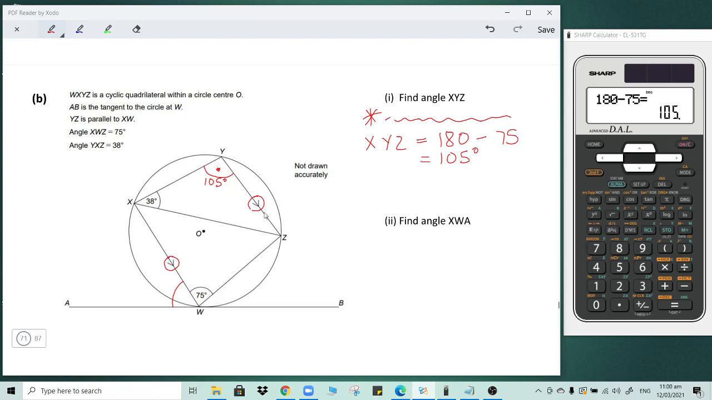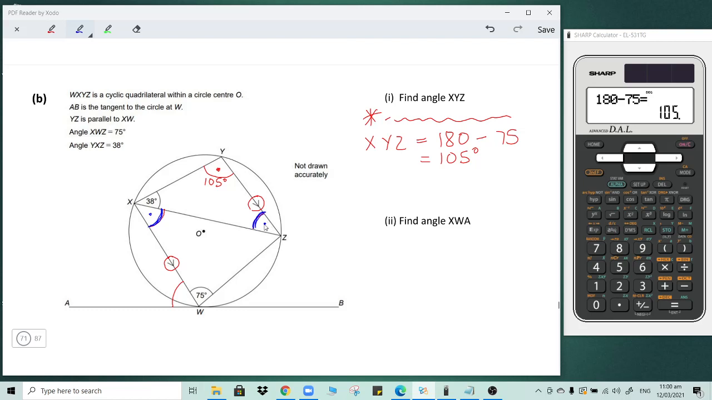In parallel lines, these two angles here are alternating angles. Let me use a different color. This blue angle and this blue angle are alternating angles. So you need to find this angle, and once we get this angle, we can transfer it over here because both of those angles are equal.